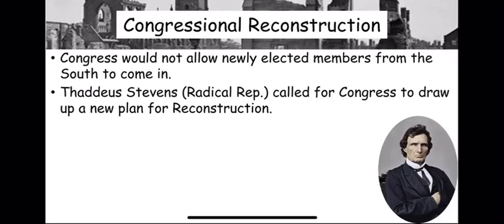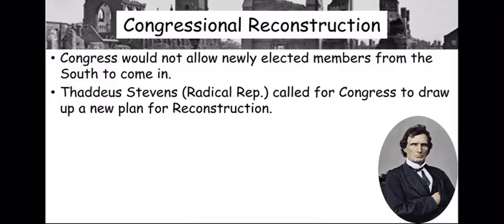Congressional Reconstruction continued. Congress would not allow newly elected members from the South to come in. So right there initially, you've got a lot of Confederate generals and people like that being elected to these high offices. And they're like, whoa, no, pump the brakes. We're not doing that. We're not playing that game.